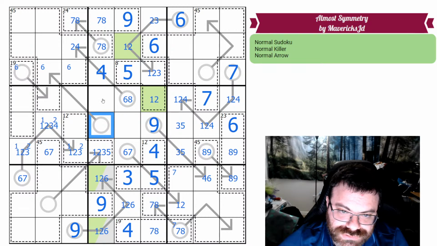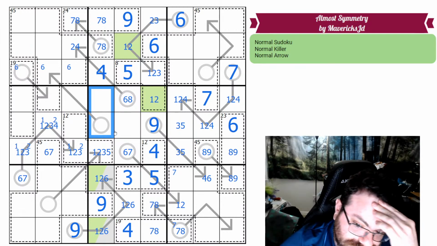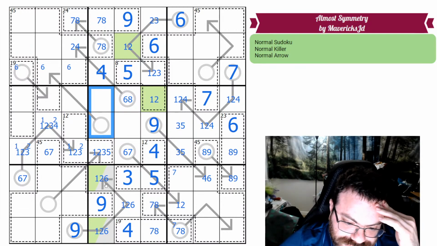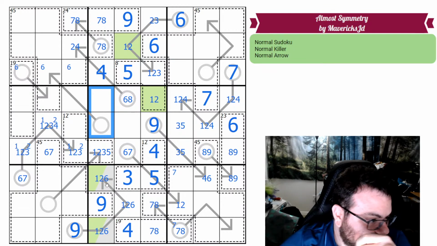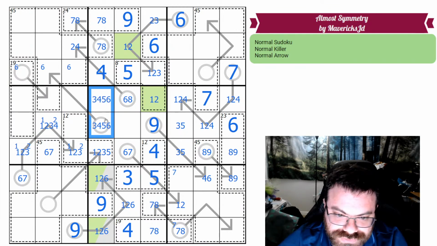So there's something going on in this column. We have 7, 8, 9. So we need 1, 2, 3, 4, 5, 6. Neither of these can be 1 or 2. So I don't know what I'm saying. So these are from 3, 4, 5, 6.